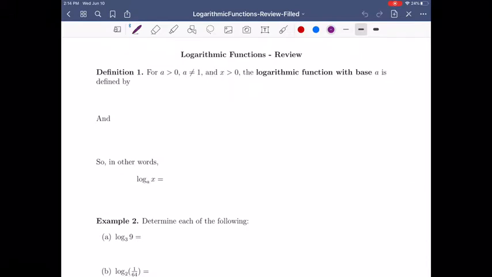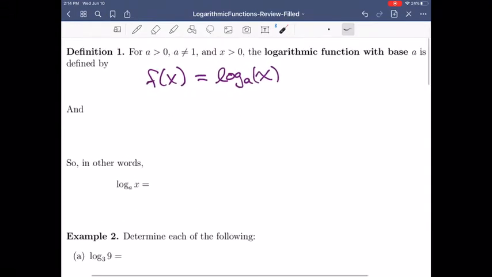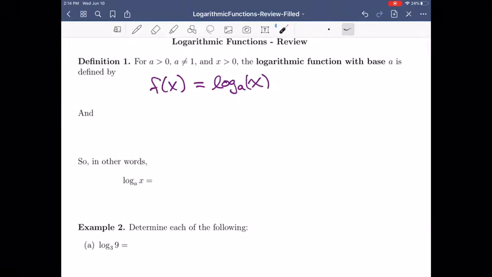So we would define the logarithmic function of base a as, let's say, a function f of x, and we would write log base a of x. Okay. And if you want, you can have brackets around here, so it's log of x, and you have to have the thing inside the log be positive. So it's only defined for positive values of x.